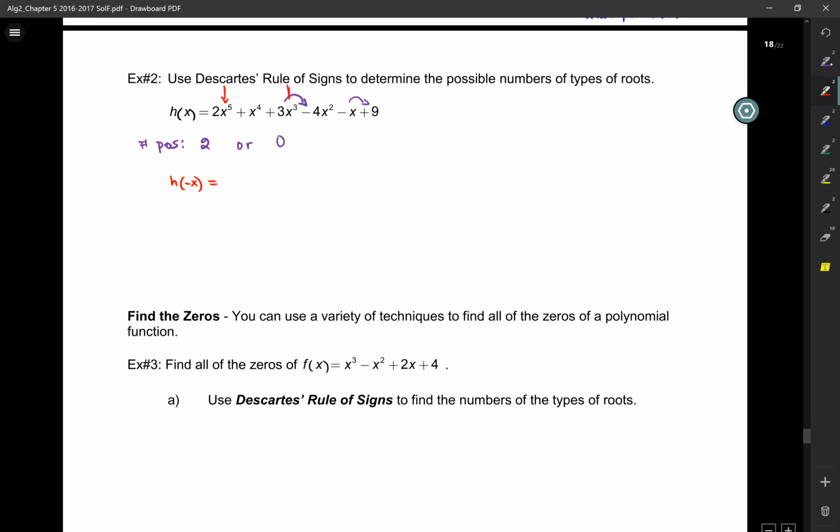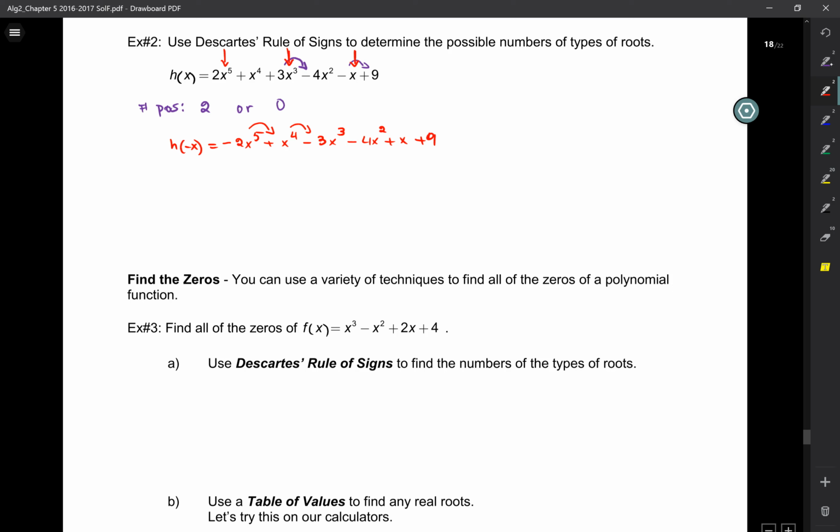So this one, and this one. The rest stay the same. So it's negative 2x to the 5th, positive x to the 4th, minus 3x cubed, minus 4x squared, minus x, plus 9. How many times does this change sign? 1, 2, and 3. So for the number of negative, it's 3 or 1. Why 1? Because 3 minus 2 is 1. So you take this number and you do minus 2 and you get 1.